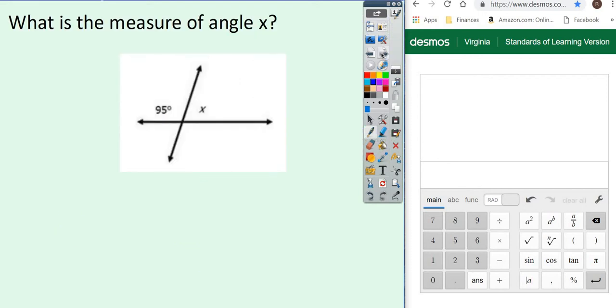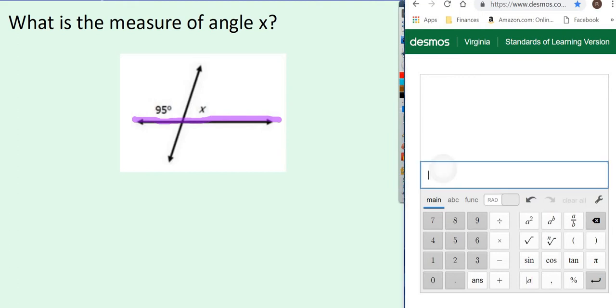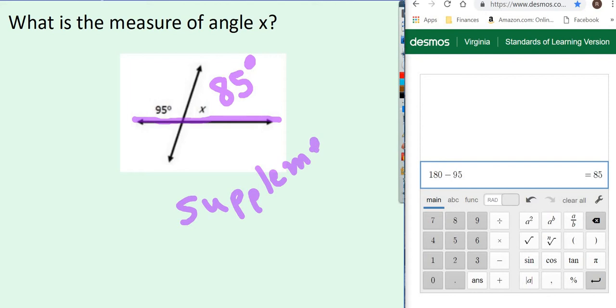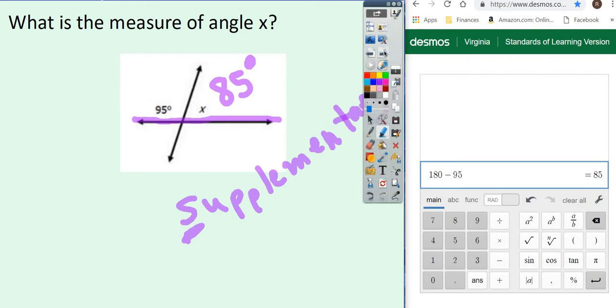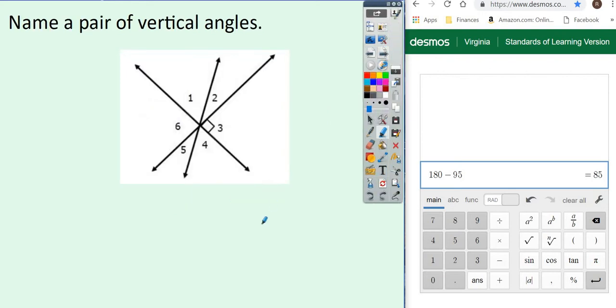All right, what is the measure of angle x? Again, I'm going to use my highlighter to show you what 180 degrees is. Then I'm going to come over here, use my calculator. 180 minus the 95 that's there leaves us with 85 degrees being the value of x. Again, these are supplementary. I'm just going to keep writing the word. Supplementary starts with the letter S. Starts with straight lines, so that's how I remember it.